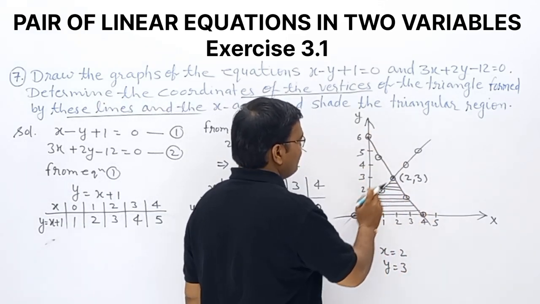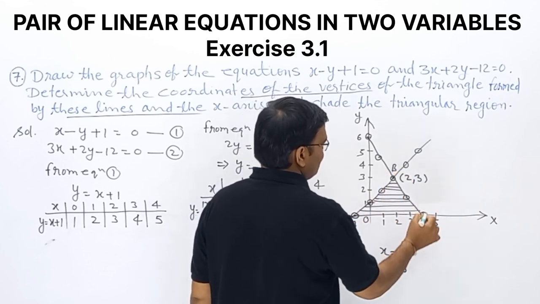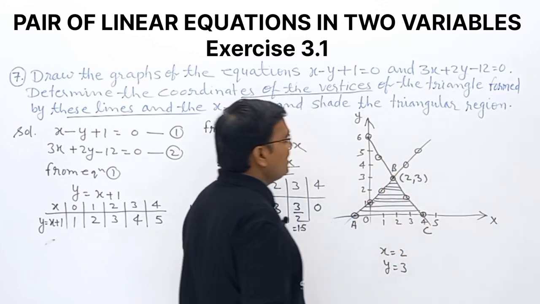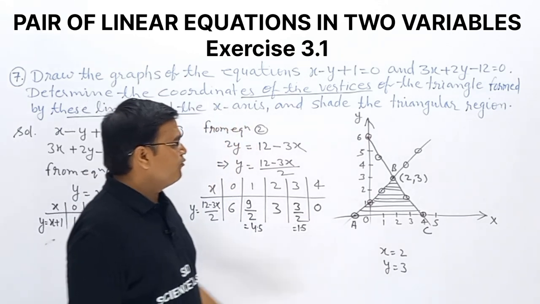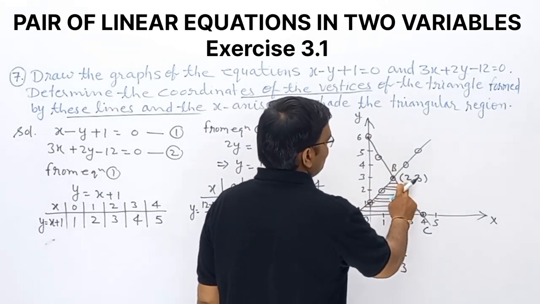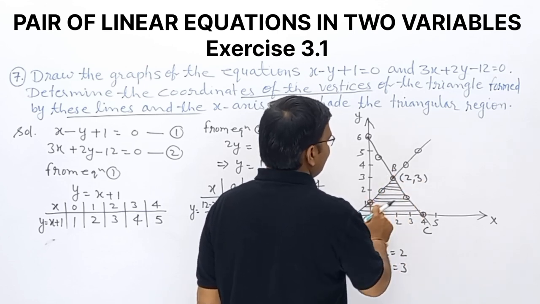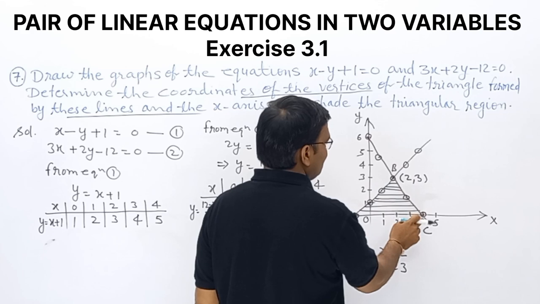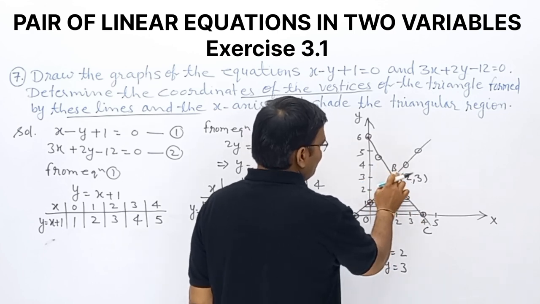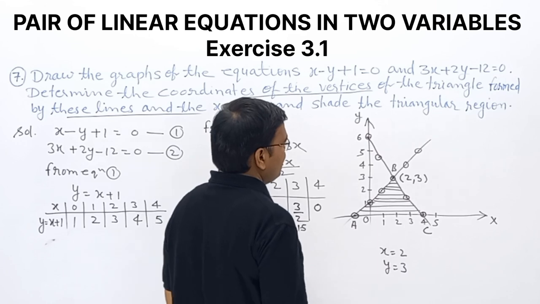We want to find the vertices. Let this one be A, this be B, and this be C. We want to find the vertices of this triangle. First, the coordinate of point B will be (2, 3).